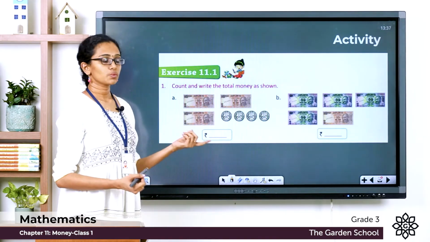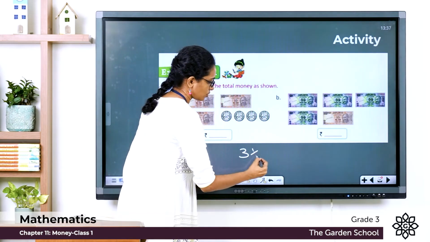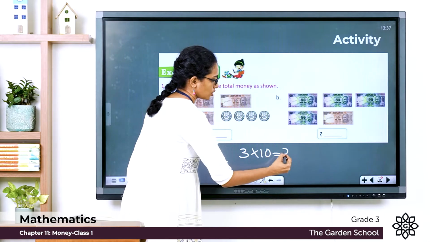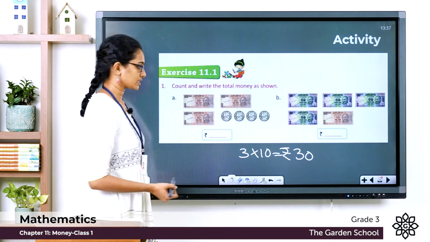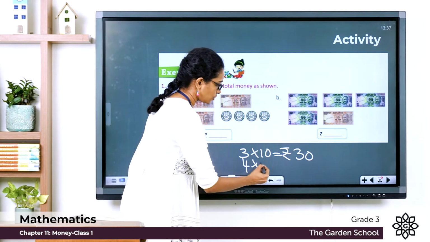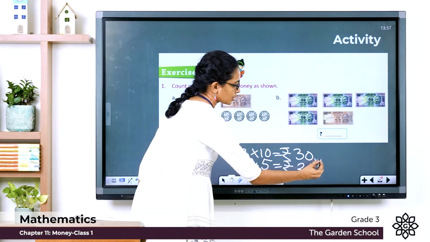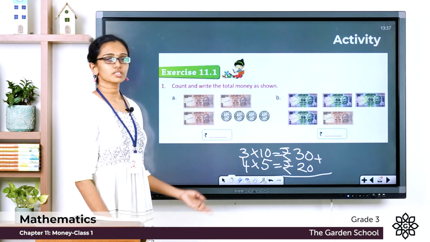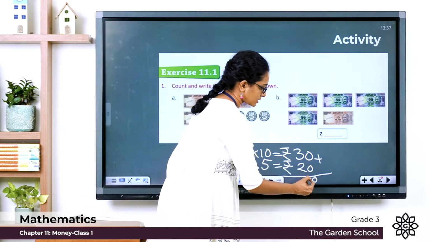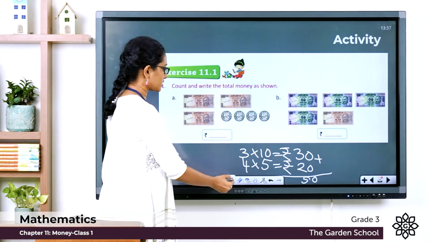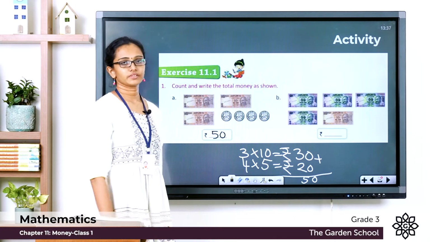3 10 rupee notes, which is equal to 3 into 10, which is equal to rupees 30. And then there are 4 5 rupee coins. So that is 4 into 5, which is equal to rupees 20. Now you have to add the total amount. So what is the total? Rupees 30 plus rupees 20. 30 plus 20 is equal to 50. So what is the equivalent amount here? The equivalent amount here is rupees 50.